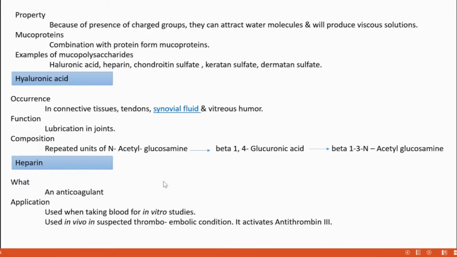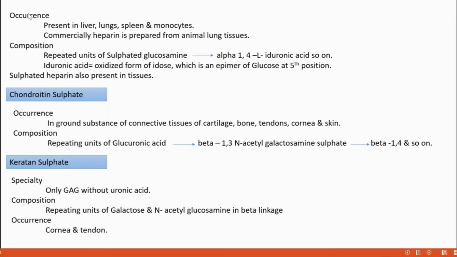What heparin does is activate antithrombin. Antithrombin acts against thrombin. Thrombin is the protein involved in blood clotting, meaning it supports clotting. So heparin activates antithrombin, and in that way prevents unwanted clotting. Where is it present? In liver, lungs, spleen, and monocytes. In all these, heparin is found. Commercially, heparin is prepared from animal lung tissues.